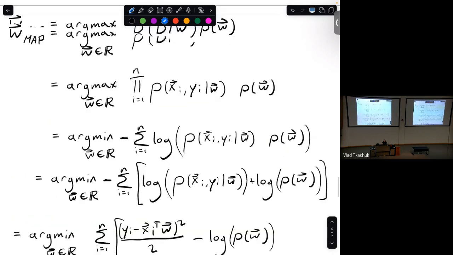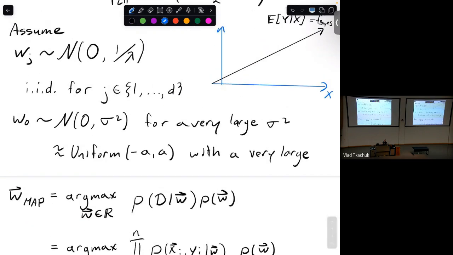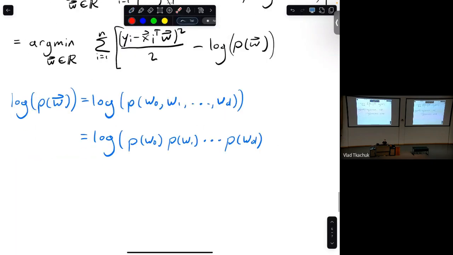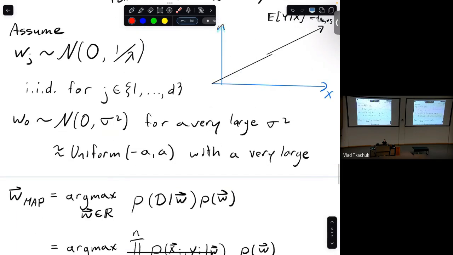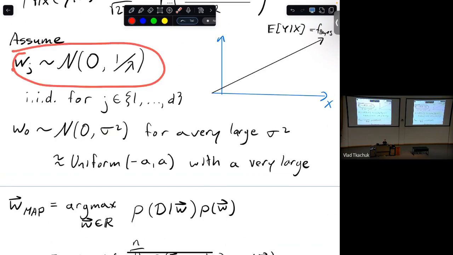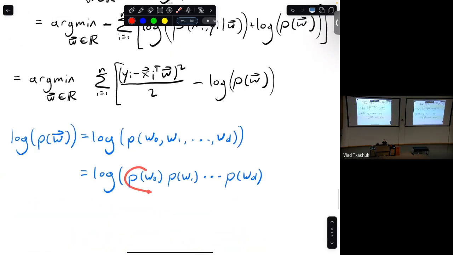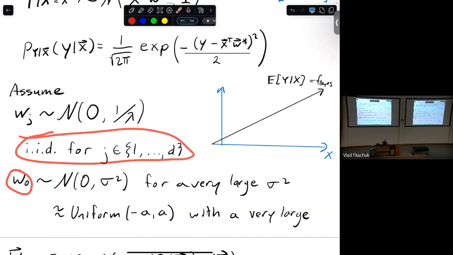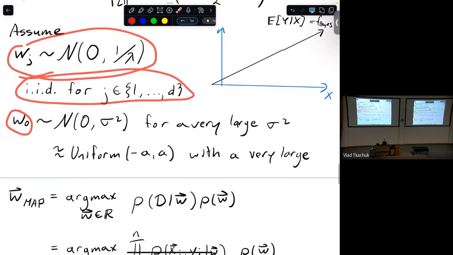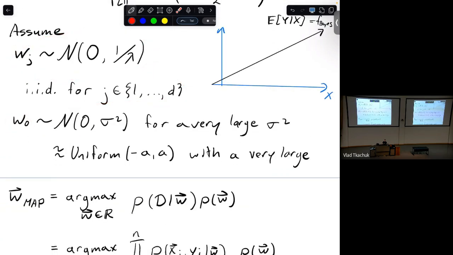And here maybe I can emphasize one thing: we're just going to have to take from context that this P is the P for W naught, while this P is the P for W1 up to WD. Based on this assumption, the distributions of Wj from 1 to D is clearly different than the distribution of W naught. To allow this product, we need independence. We have independence of these for j. We don't have that W naught is independent of these. So we also make the assumption that W naught is independent of all the others.